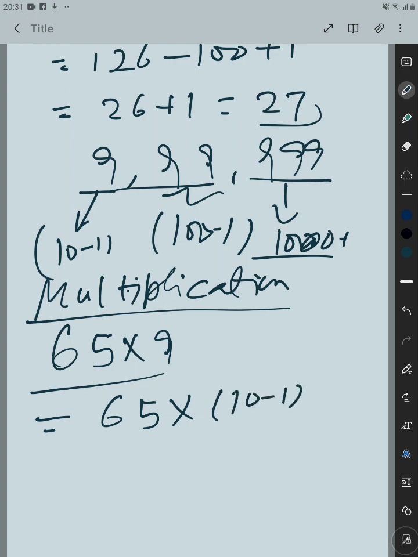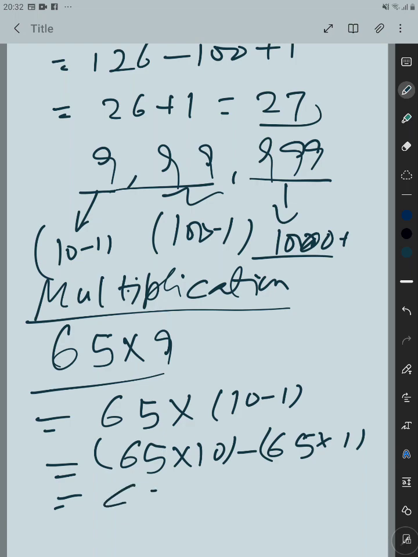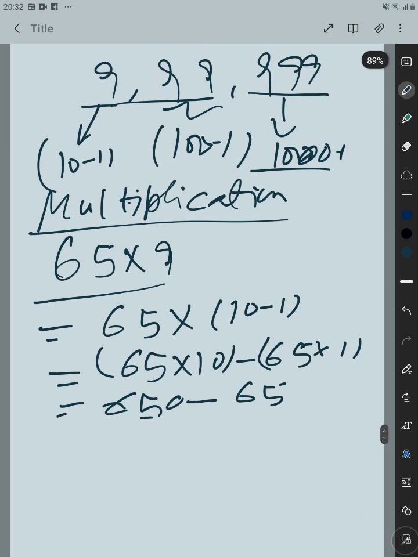Okay, so calculating this is quite easier. So 65 multiplied by 10 minus 65 multiplied by 1. Okay, it's like that. So it is 650 minus 65. Now it is 585.